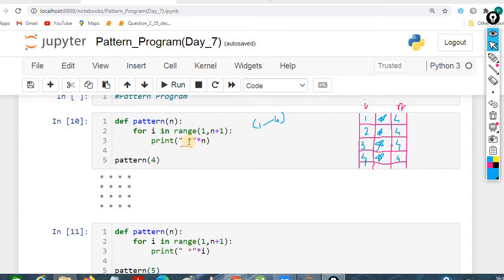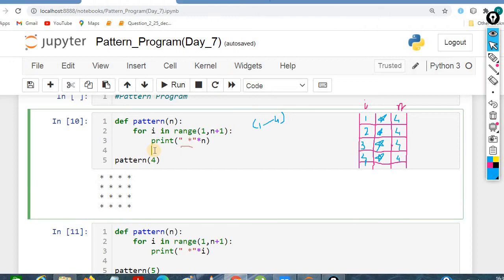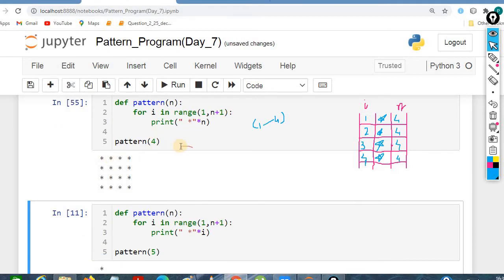I am also taking a space with the star so that it looks clearer. When we execute it, for the first iteration it will print 4 stars from here to here. The second iteration runs the same way for 4 stars, and the third and fourth iterations the same way. This way the loop will work and the pattern will print.